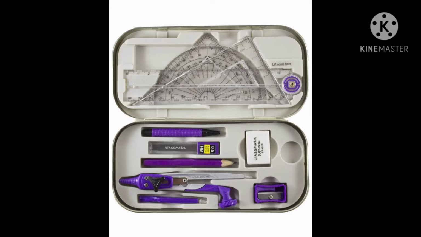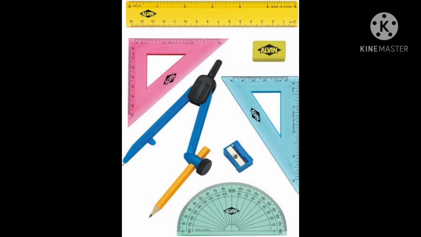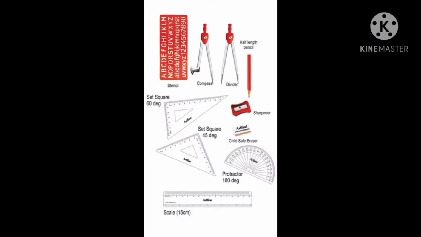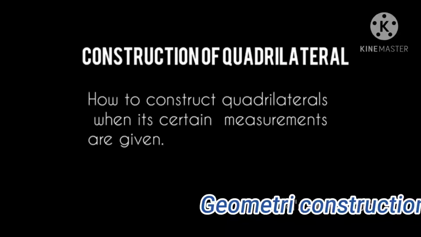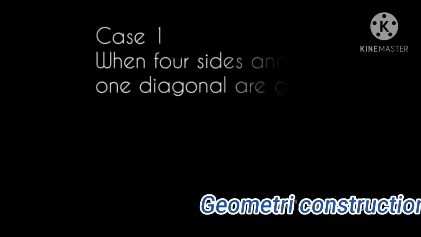My dears, have you seen this type of geometry box? Yes, we need this for the construction of quadrilaterals. You have all these instruments, is it? Set square, compass, divider, protractor, pencil, sharpener, eraser. Now let us start construction of quadrilaterals. How to construct the quadrilaterals by given measurements.